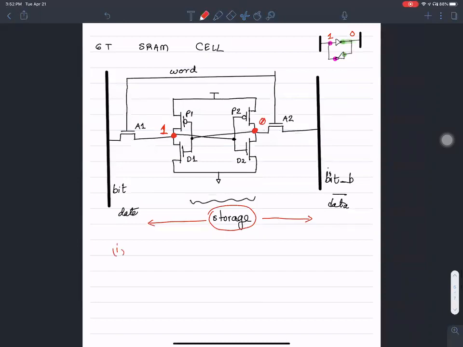So there are two operations here: a data read operation, and a data write operation. If I want to copy the values of this storage, the middle component, onto the bit lines, I should pay attention to the fact that I don't want to accidentally overwrite what is already sitting here.